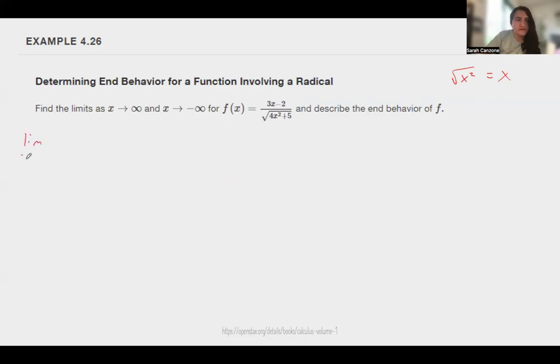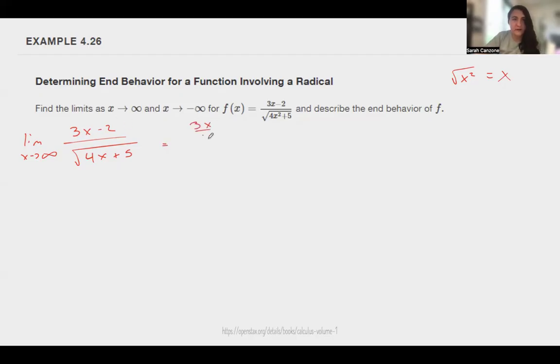So let's look at the limit as x approaches infinity of this function, 3x minus 2 over the square root of 4x plus 5. So this works a little bit different than you would expect it to. You still want to divide by the highest degree in your denominator, which we determined was x. So the numerator, you'll be dividing by x. It's just what you would expect.